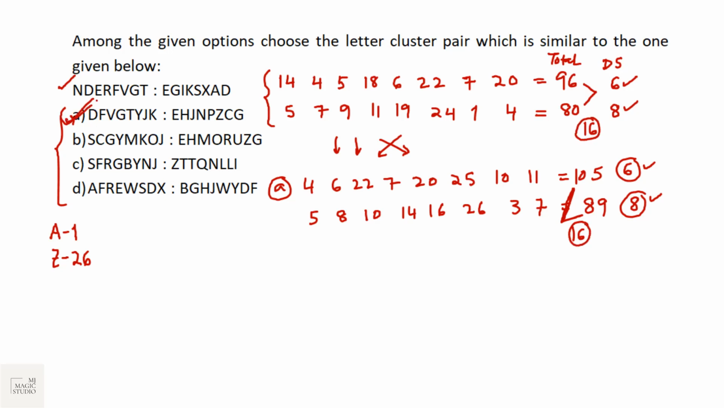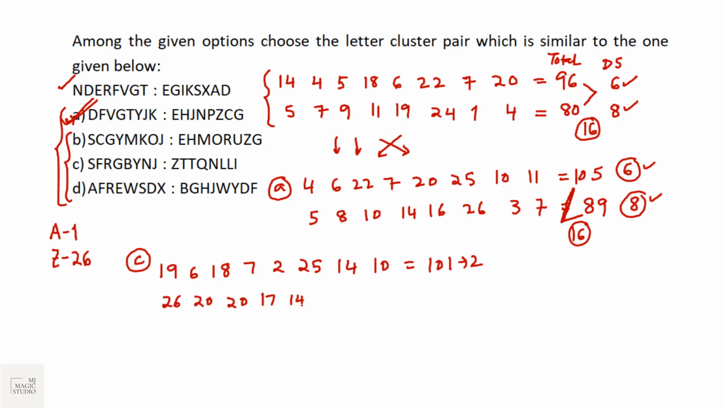So I thought of marking A as the option. Now let us see with the others whether it is matching or not. Let's take up option C. This will give 19, 6, 18, 7, 2, 25, 14, 10. When added will give 101. Digital sum is 2. And its analogic cluster partner will give 26, 20, 20, 17, 14, 12, 12, 9. The total would be 130, and the digital sum would be 4.